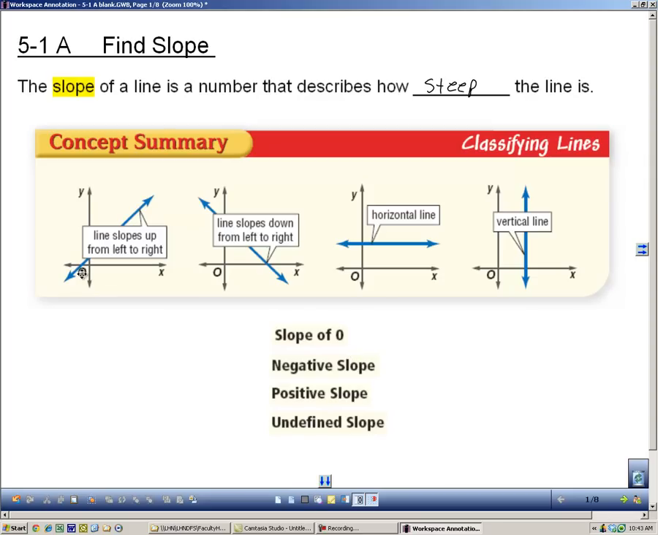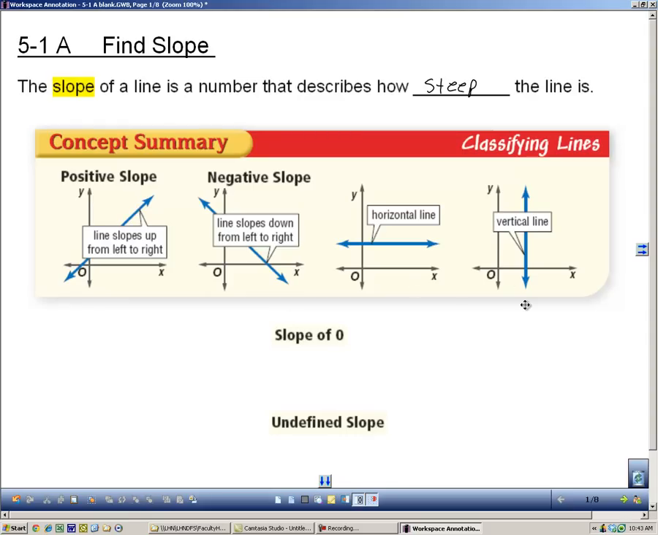If you have a line like this blue one that slants up and to the right, we say that line has a positive slope. Any line that slants up and to the right has a positive number for slope. Likewise, any line that slants down and to the right, we say has a negative slope. So if you see any line that goes that direction, you know the slope will be a negative number.